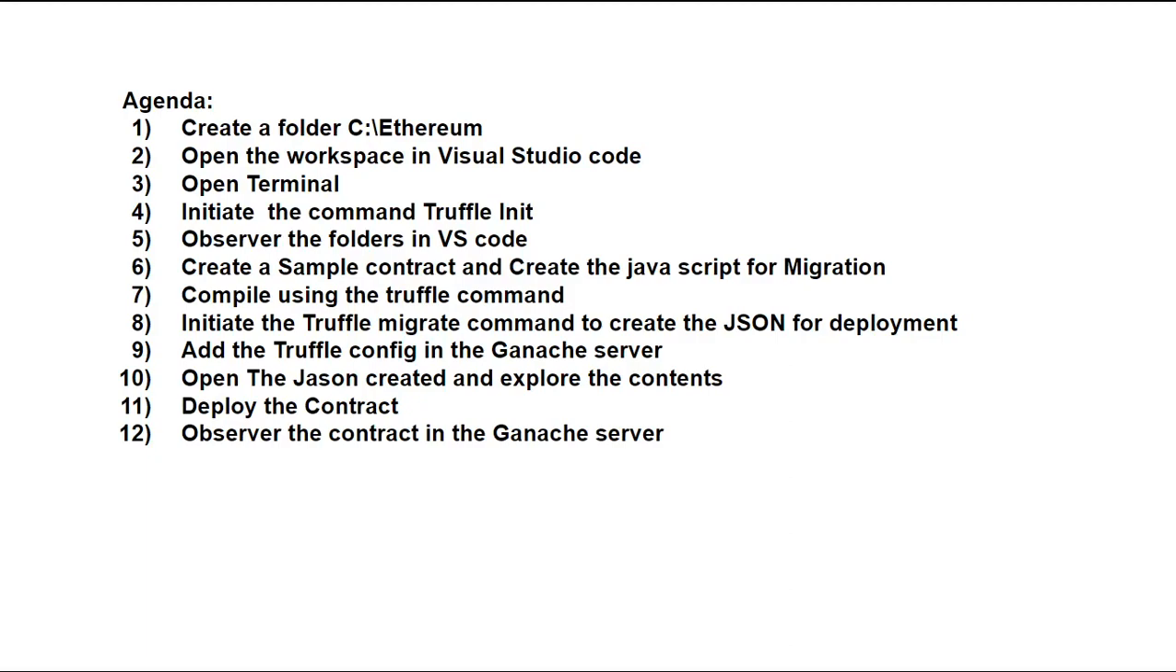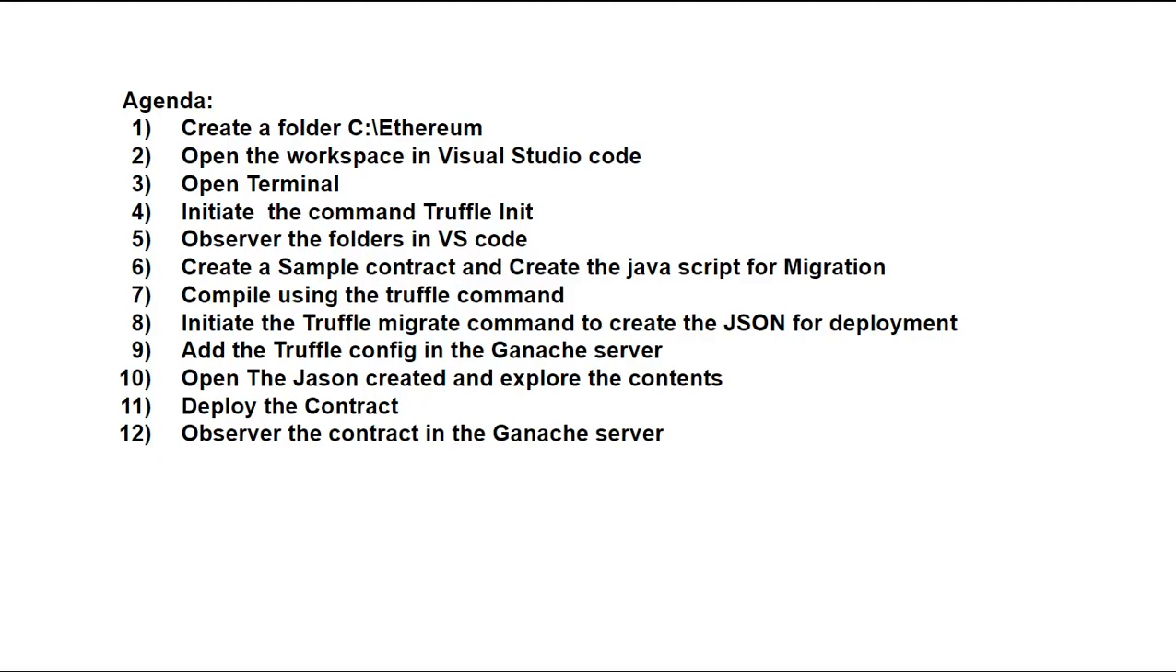The sample contract here is all about Hello World. That's what we are going to do, and compile using the truffle command: truffle compile, truffle build, and then truffle migrate and truffle deploy. All these commands we are going to try within Visual Studio Code itself. Initiate the truffle migrate command to create the JSON for deployment.